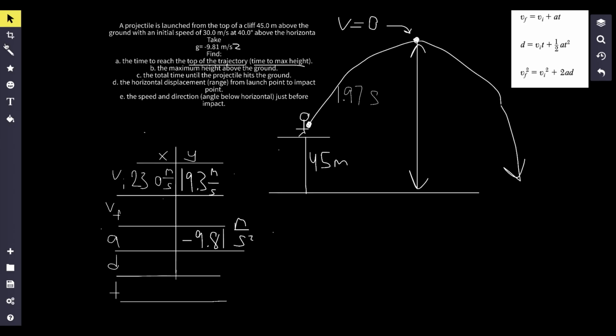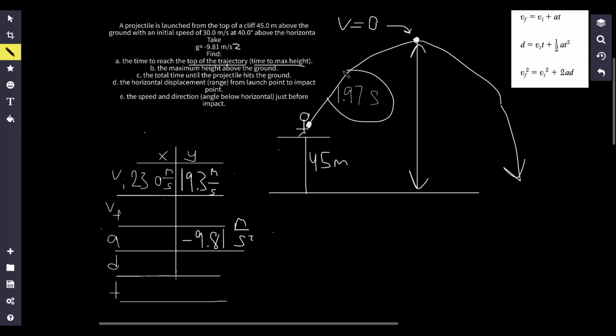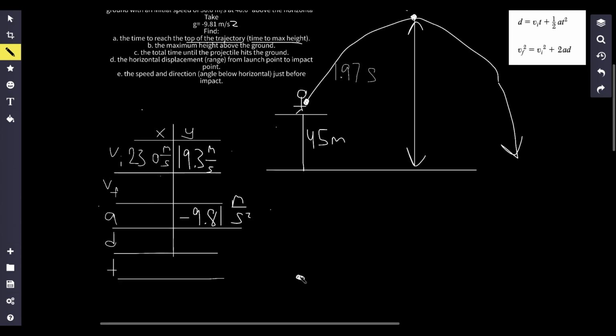So I got 1.97 seconds for this object to reach its maximum height. Now, there is actually a little trick that you can use, not in this problem actually, for other types of projectile motion problems. Let's say your object was originally on the ground and then you throw it. You see how this is a little bit different than this scenario where my object is elevated, right? I'm throwing it 45 meters up already.